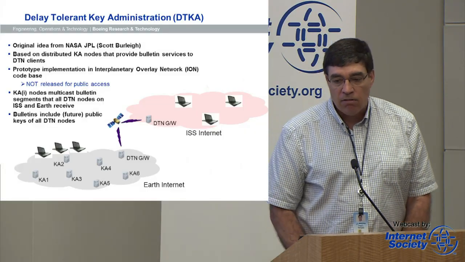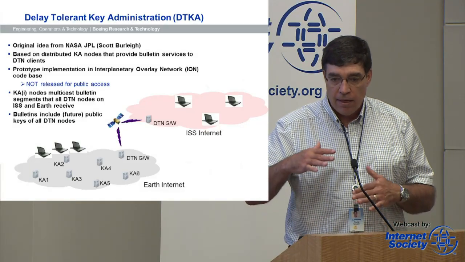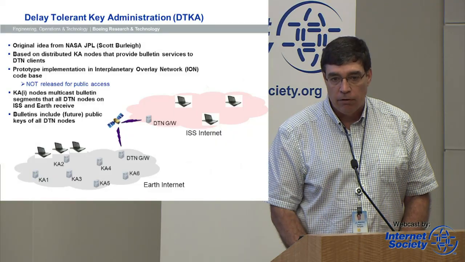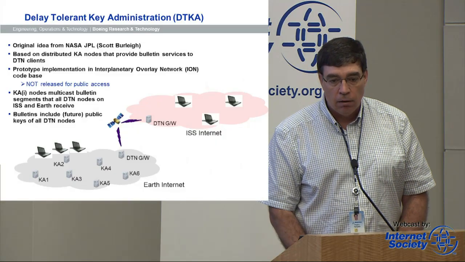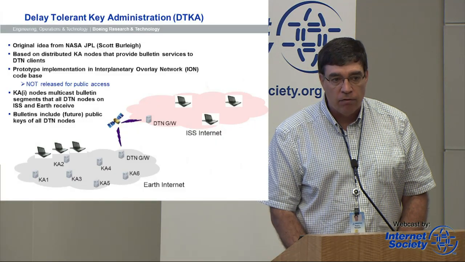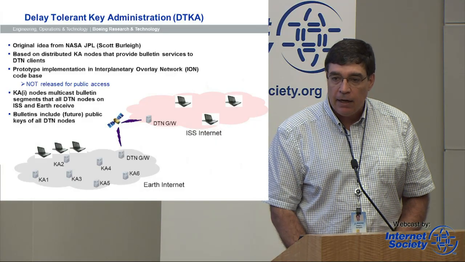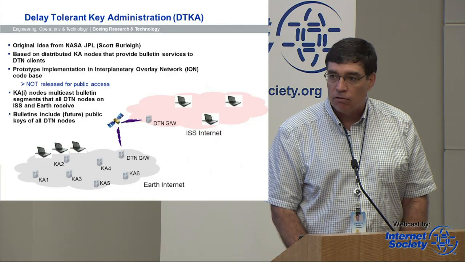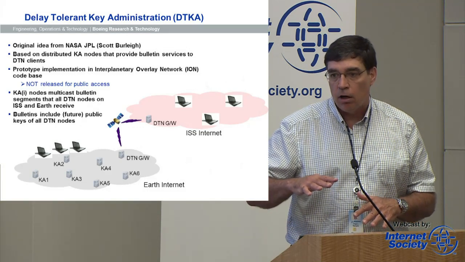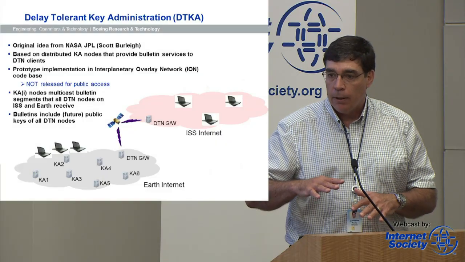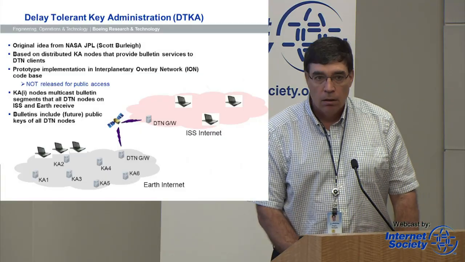So I liken this to back in the days of the ARPANET, where SRI-NIC was a service that had all of the host name to IP address mappings. And that got sent out as a bulletin so that internet hosts could have the addresses of all nodes. And that was kind of the beginning of how internet naming got started. DTKA provides a similar function where we have a bulletin that contains all the keys of all nodes in the network being multicast to all DTN nodes. Next chart.